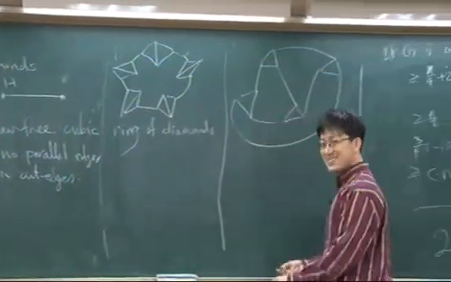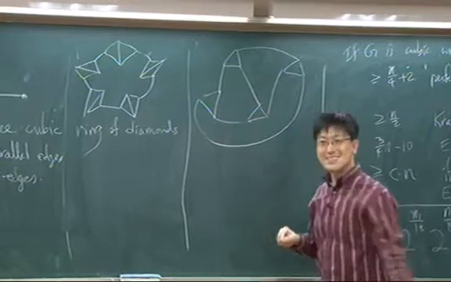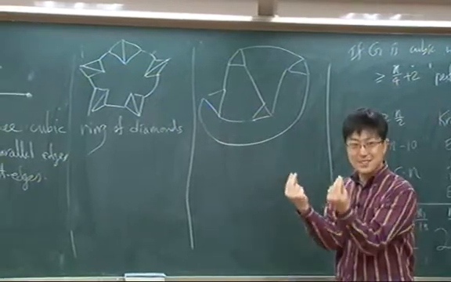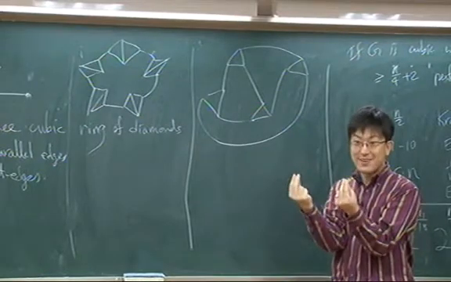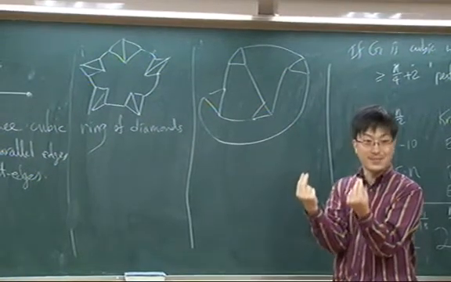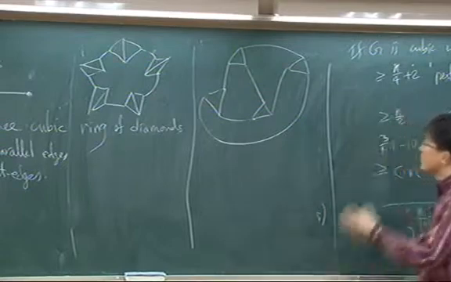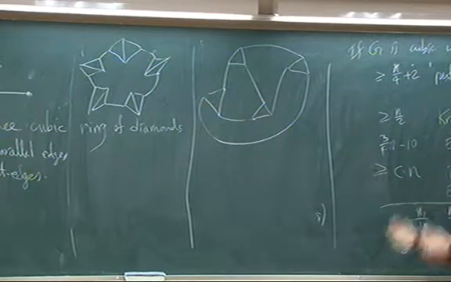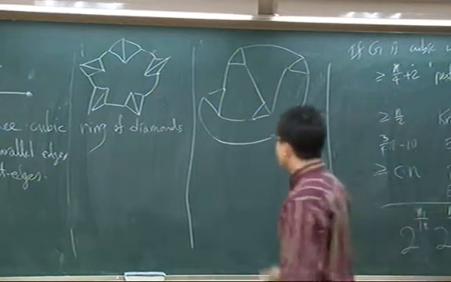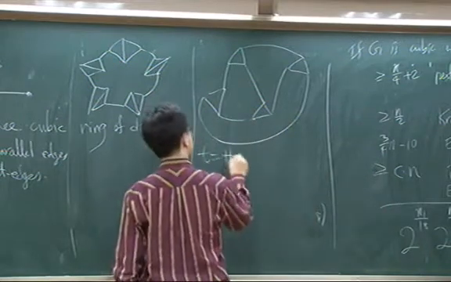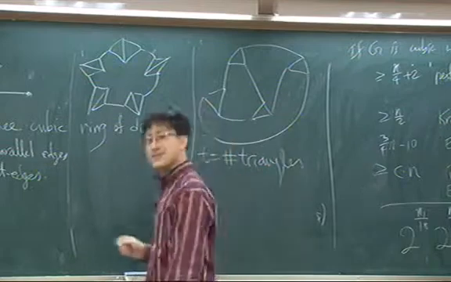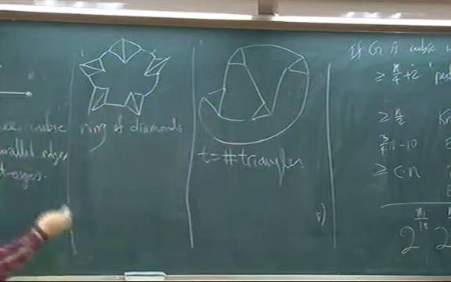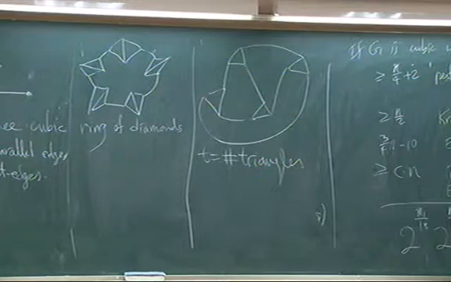But I usually say it the other way around. So I got this graph, contract every triangle into a single vertex. What we get is a cubic multigraph. You may have parallel edges. Cubic multigraph without loops. Okay, so let's say T is the number of triangles. So after removing all the diamonds, you might have many triangles.